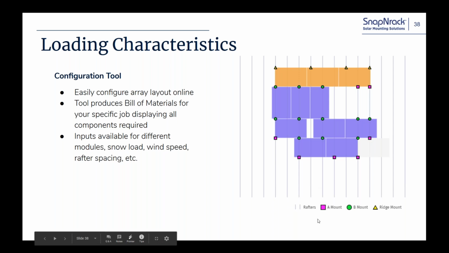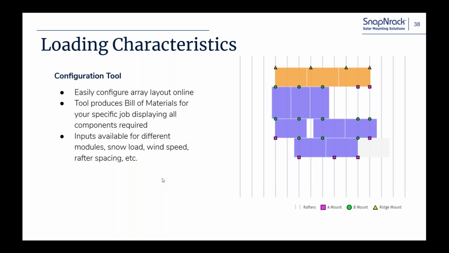And then all the other mounts are the same. This looks like it's an older image from an older system where it's calling out A mounts and B mounts. But it's just one single mount at this point. So you'd have ridge mounts at the top and then just mounts everywhere else in the system. But it will call out where you would need spacers and stuff like that too on the newer system.